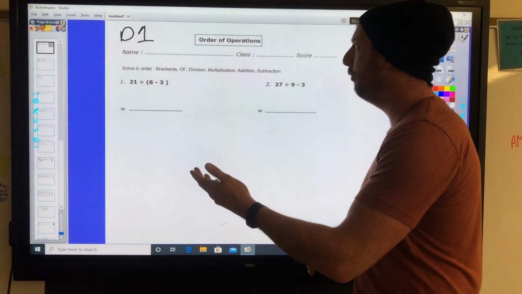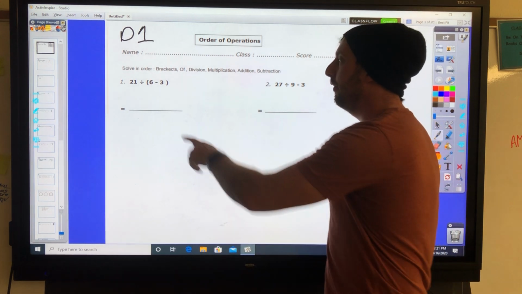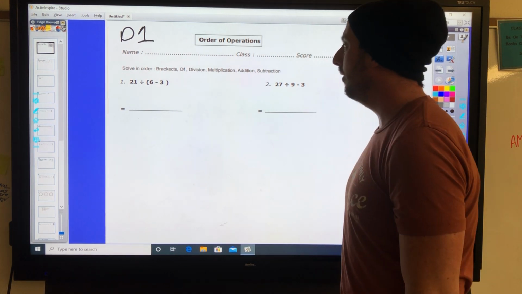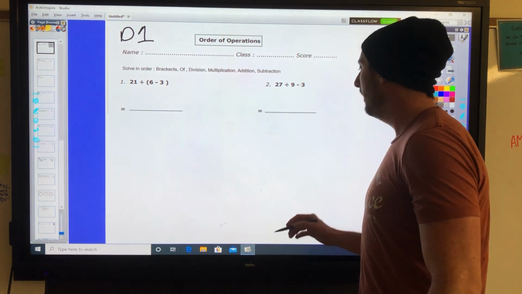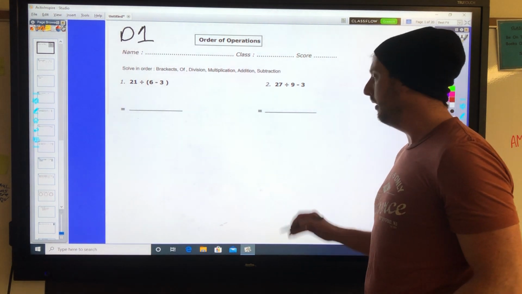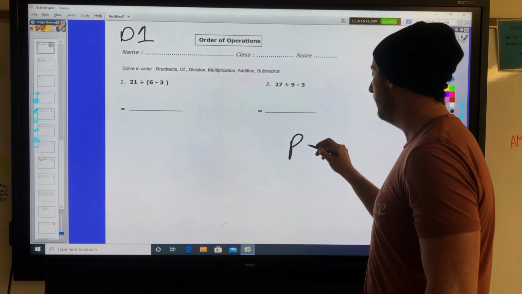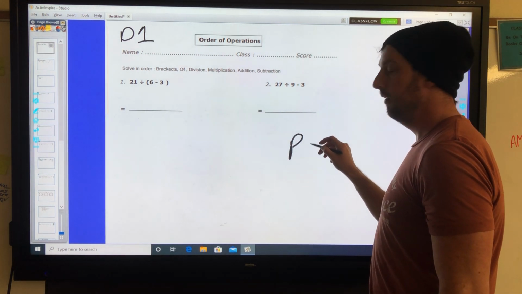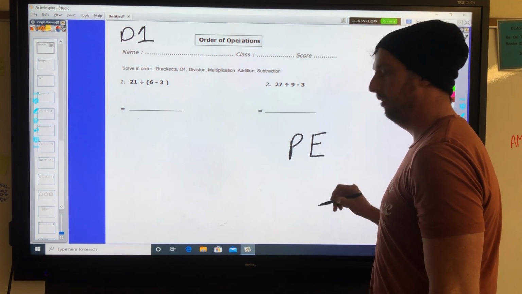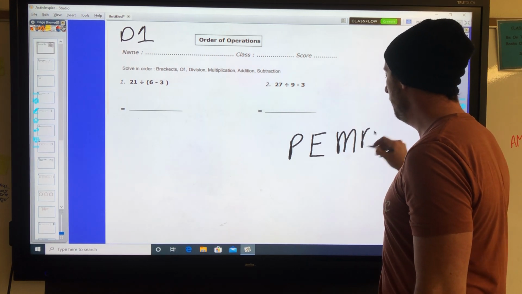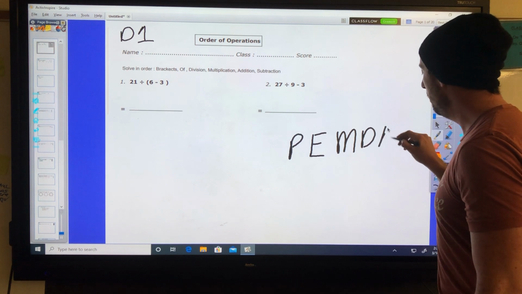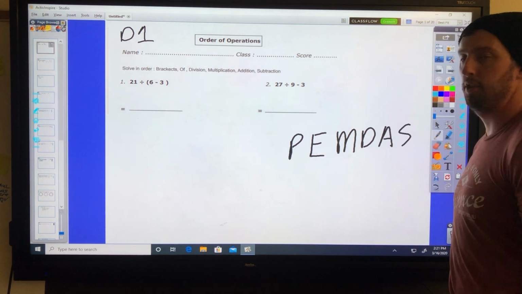Day 1 involves order of operations. It says solve in order: brackets, and then division, multiplication, addition, or subtraction. But realistically, we know about PEMDAS: parentheses, exponents, multiplication, division, addition, as well as subtraction.